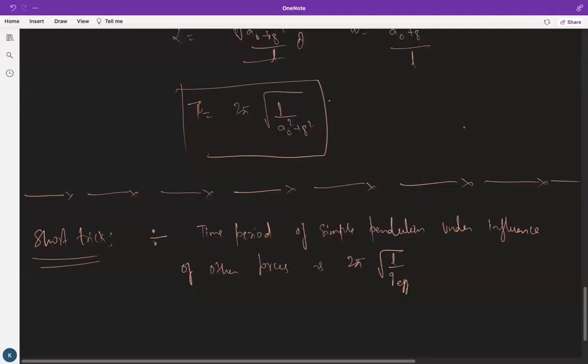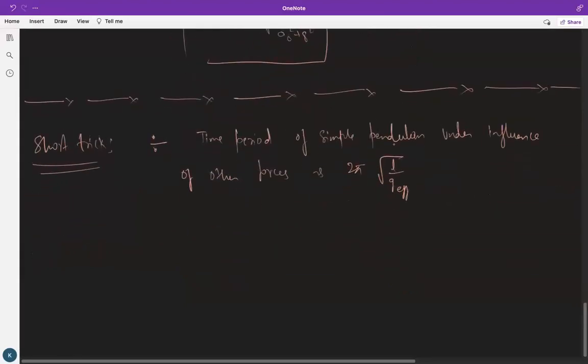But when our simple pendulum is under the influence of some other kinds of forces, like when it's kept in a lift, in an accelerating car, or in some kind of things which actually have acceleration, it is under the influence of some other kind of forces. So our time period changes. In that case, our time period is 2 pi root under L by G effective.